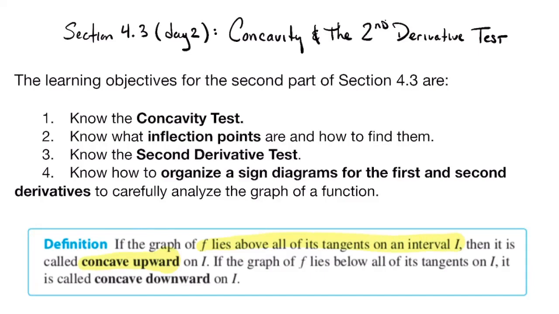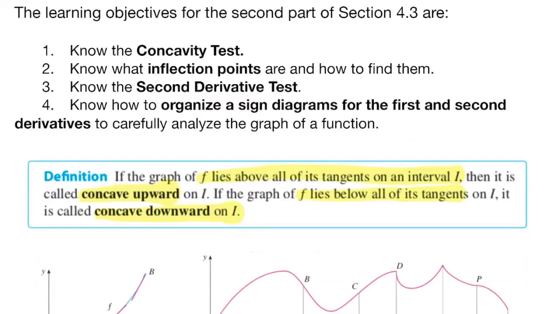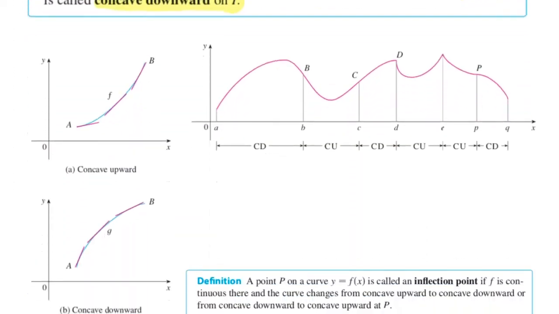It's concave down if it's below its tangent lines. If you draw a bunch of tangent line segments and the graph is bending down and away from its tangent lines, reading left to right, then we'll call it concave down, so it lies below those lines. That's a little bit abstract, so let's take a look at some pictures.